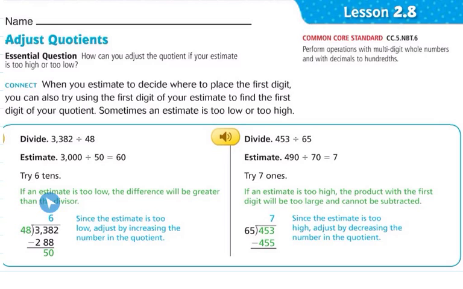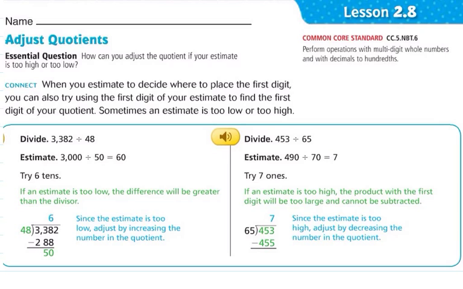So if our estimate is too low, the difference will be greater than the divisor. So if you see here, boys and girls, the difference after we subtracted, that is 50, is actually larger than 48. So since our estimate is too low, what we can do is try to increase the number in our quotient by 1. So instead of using 6 groups, what we should have used is 7 groups. So that might help us out.